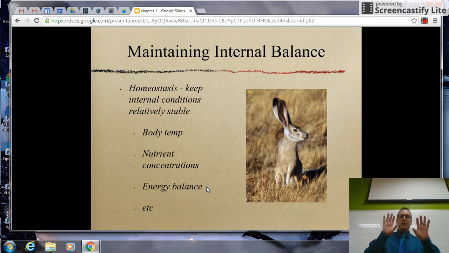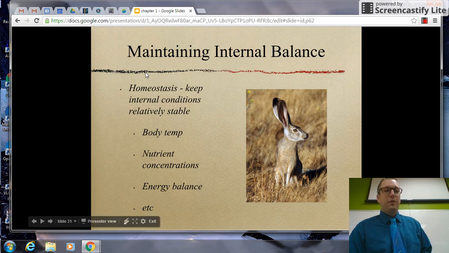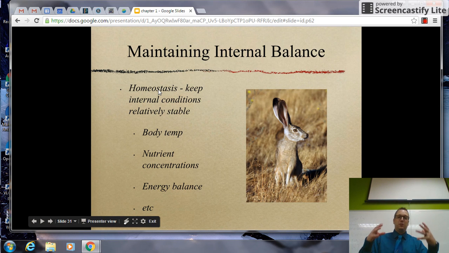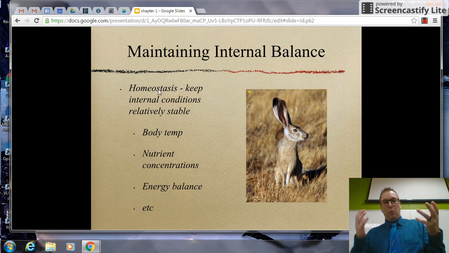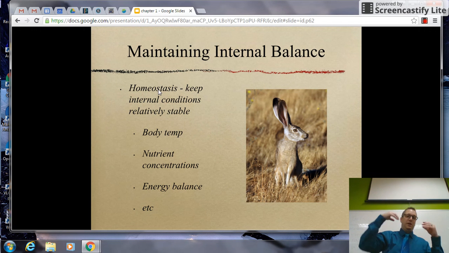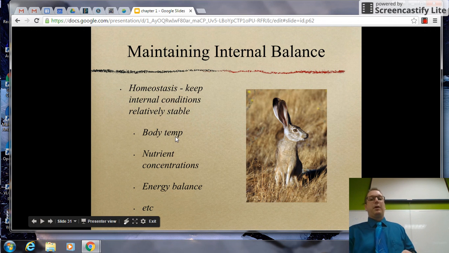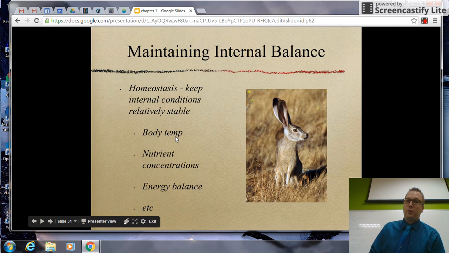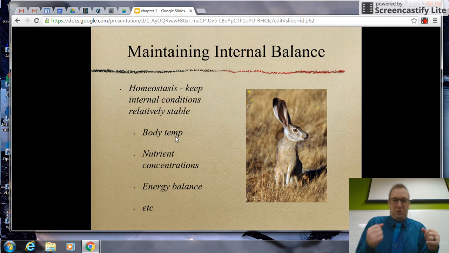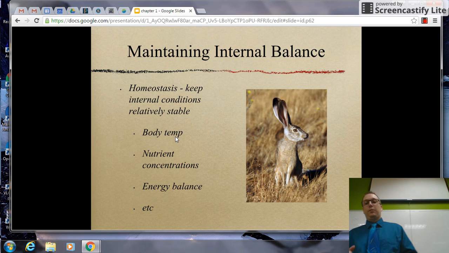Next, you've got to maintain an internal balance. We call this homeostasis. Homeo means same or similar, and that means to keep that internal condition the same. Most often we think about body temperature. You want to be 98.6. If you're hot, you sweat. If you're cold, you shiver. You want to keep it around there. If you get too hot, you get heat stroke, you get a fever. Get too low, you get hypothermia.